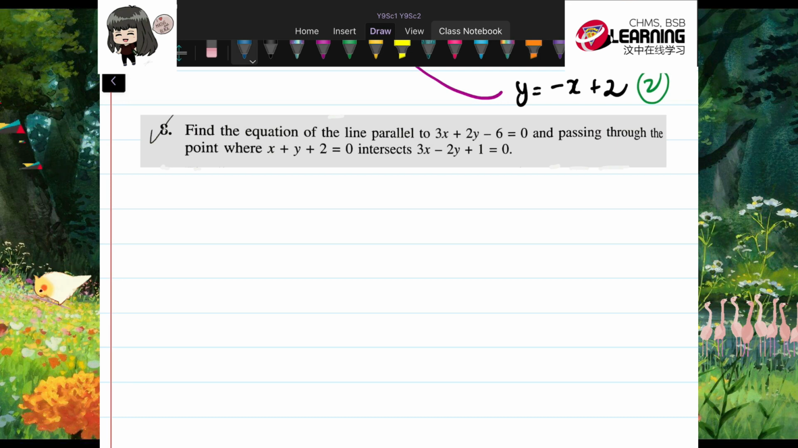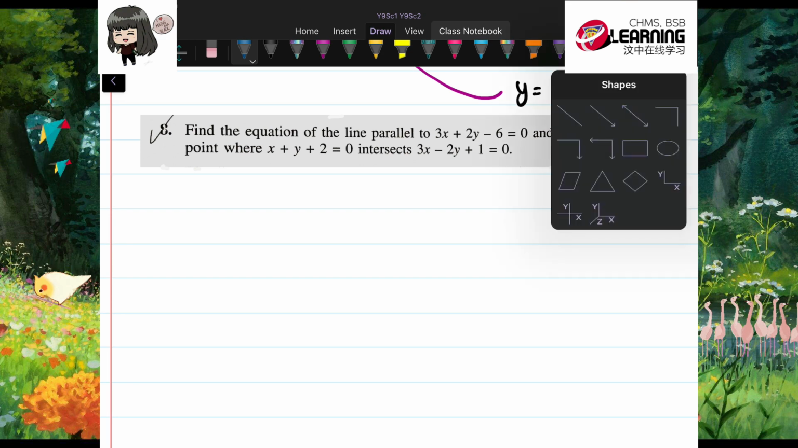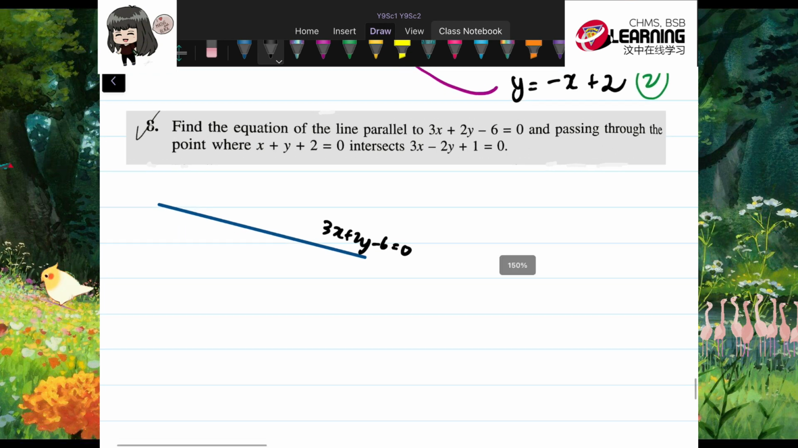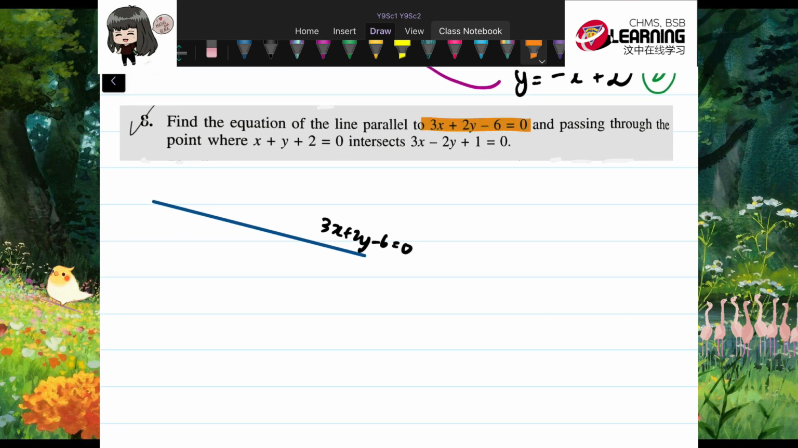Find the equation of the line parallel to 3x plus 2y minus 6. Let's say I need to draw a graph. So this is my 3x plus 2y minus 6 equals to 0. They want you to find the equation of the line parallel to this line. No, you are not finding this line. You want to find a line that is parallel to this. I will draw another parallel line.